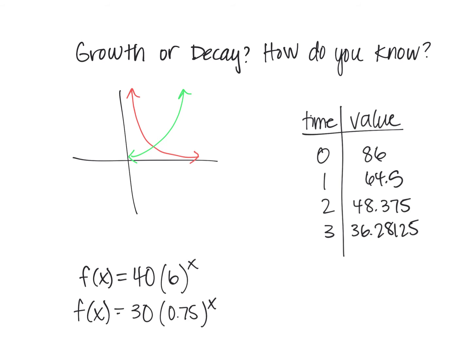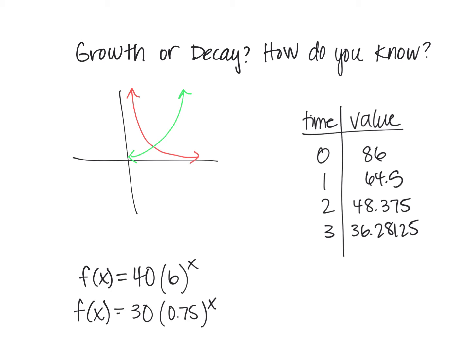All right, the next thing that you will see on your test is basically identifying for me if these functions are growth or decay. So I have 2 lines on the first graph, I have a table, and then 2 functions. Can you pause the video and tell me what you think for each of them? Are they growth or decay? And how do you know? You will have to explain it on the test. So you have to be able to give me some kind of reason.